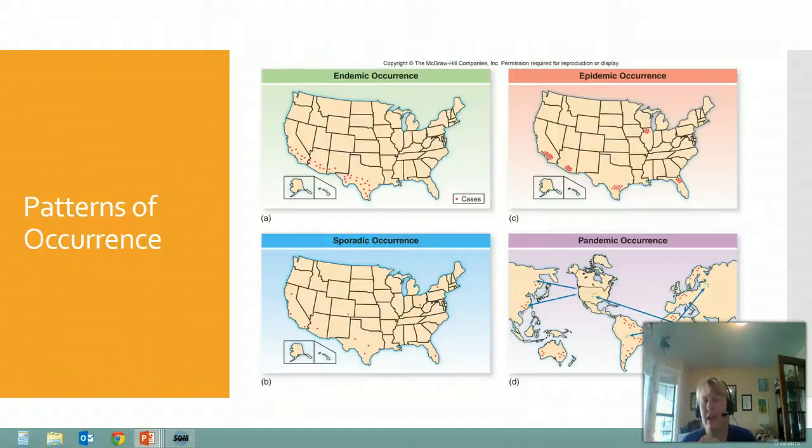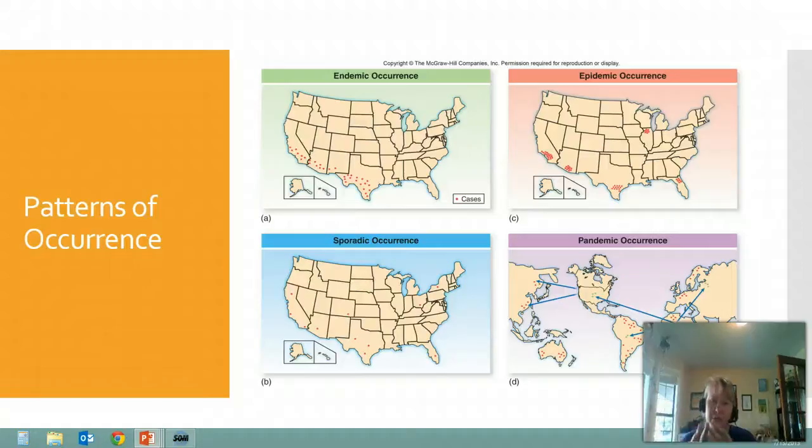This is in comparison to an epidemic occurrence. This is where we see raised rates in specific regional areas. So this is above the endemic level. These can be from a foodborne outbreak, say the cantaloupe is contaminated with listeria or something like that. It could be sexually transmitted disease pockets that pop up. There's a variety of epidemic occurrences that can happen.